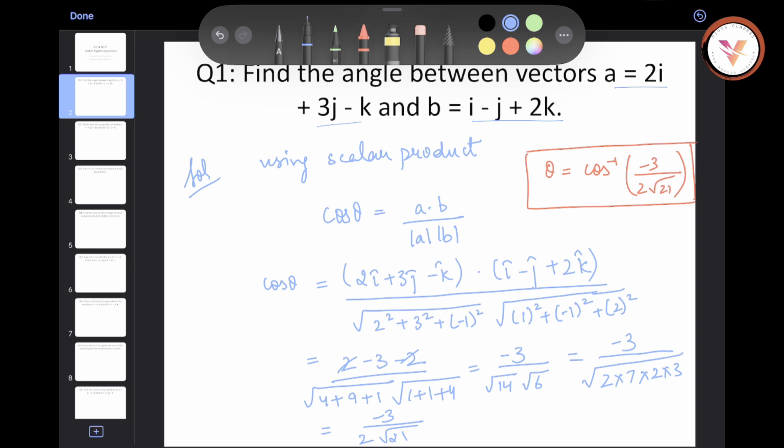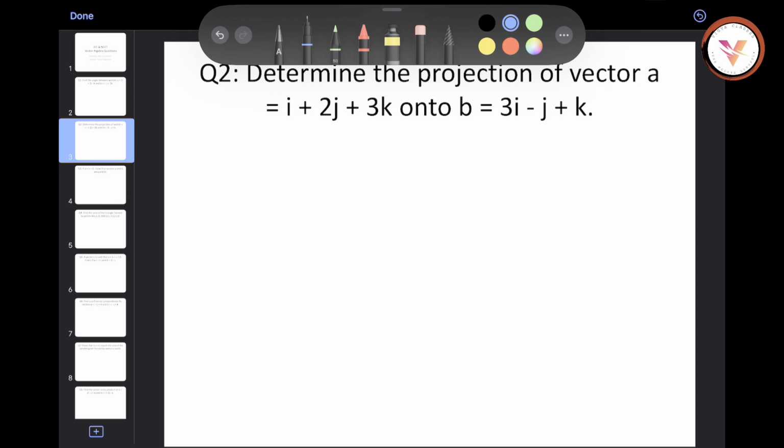Okay. The next is: determine the projection of vector A onto this. We have already done a lot of questions based on this projection thing. So you have to determine the projection of this onto this. So the projection of vector A can be determined as A dot B, and you have to take the magnitude of that vector onto which the projection is. Okay, so it is like this.